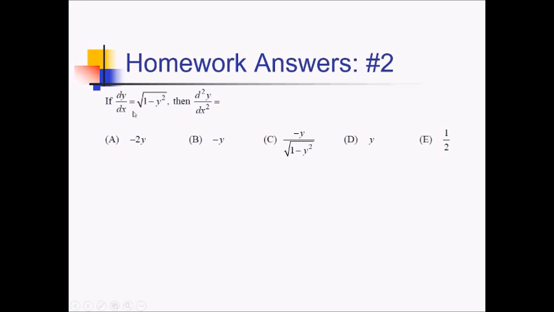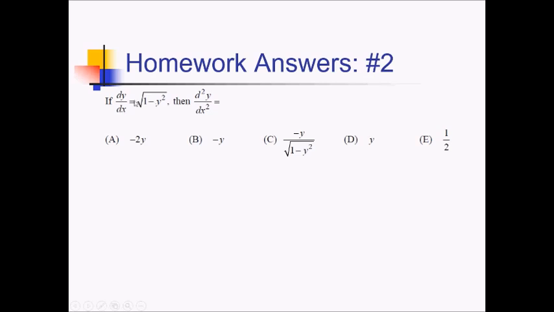For this problem, we're given the first derivative of some function, and we want to know the second derivative. Now, there's a lot of places to go wrong on this problem. A big one is trying to take the derivative twice of this thing. Keep in mind, you've already got the first derivative. You just need to do one more derivative.